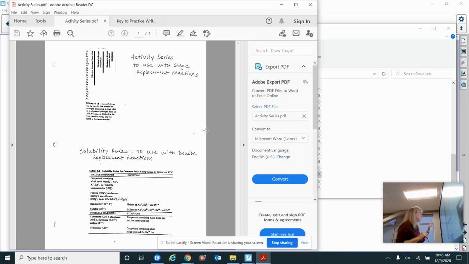Otherwise, you can look on the chart because it's a little confusing with, we always say that alkali metals are the most reactive, yet barium and calcium are higher for a single replacement reaction than sodium. So barium can replace sodium, calcium can replace sodium.